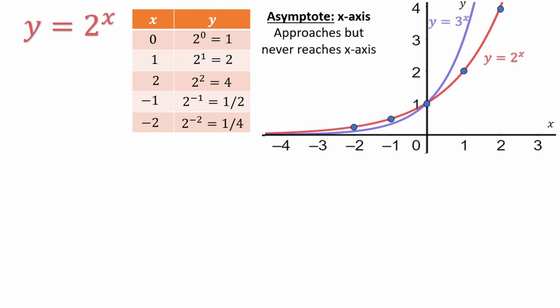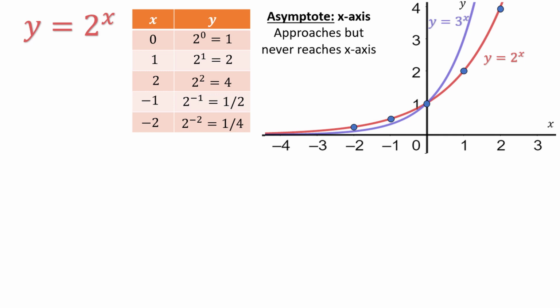Notice that both functions pass through the point 0, 1. That's actually a really important thing to remember about exponential functions. The general form of an exponential function always has a point at 0, 1. Notice that both graphs also pass through the point 1, a, where a is the base of the exponential.